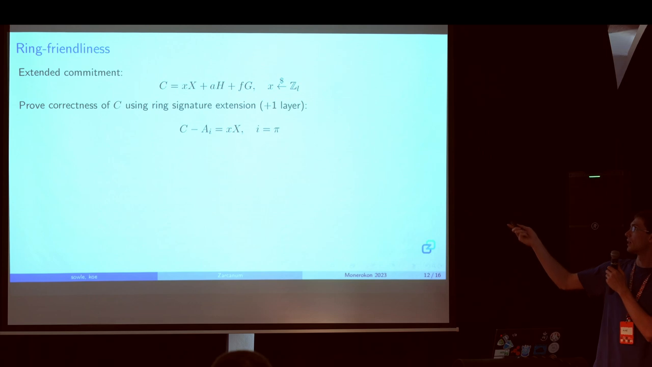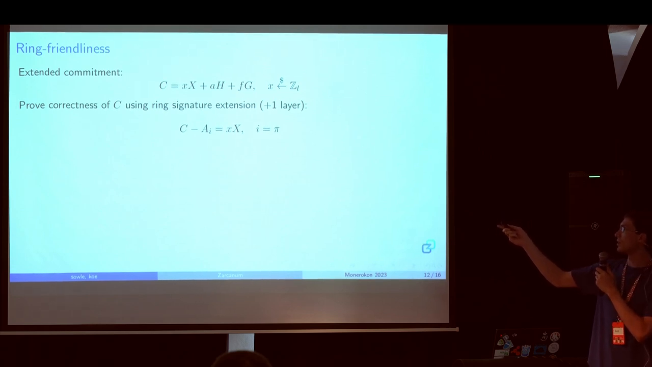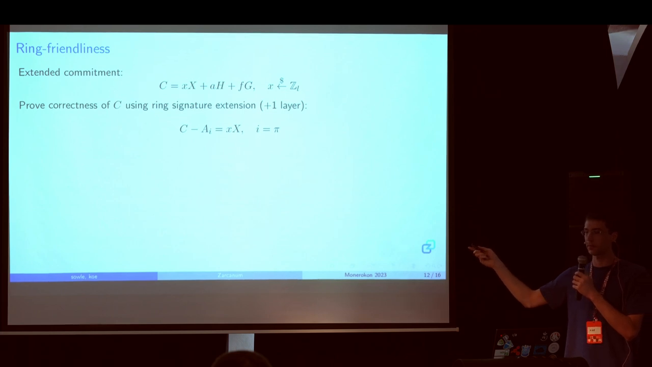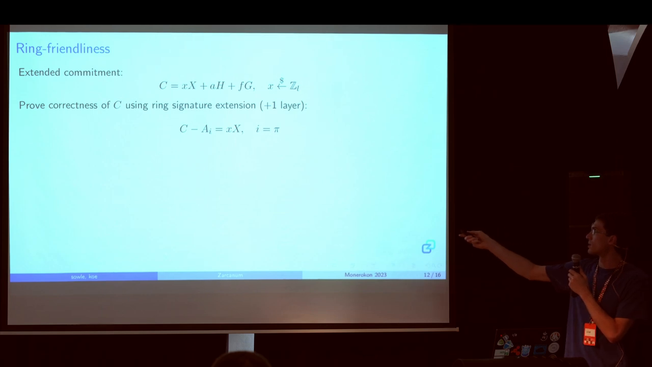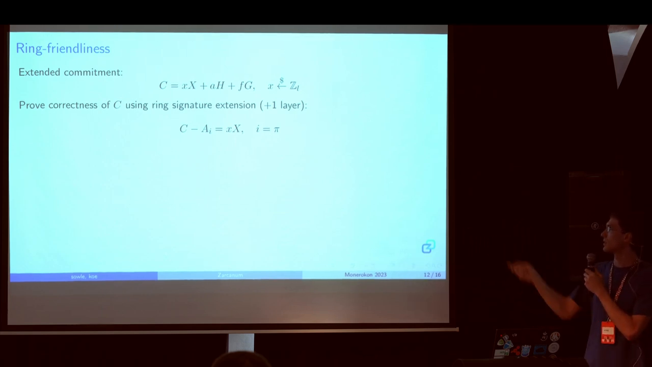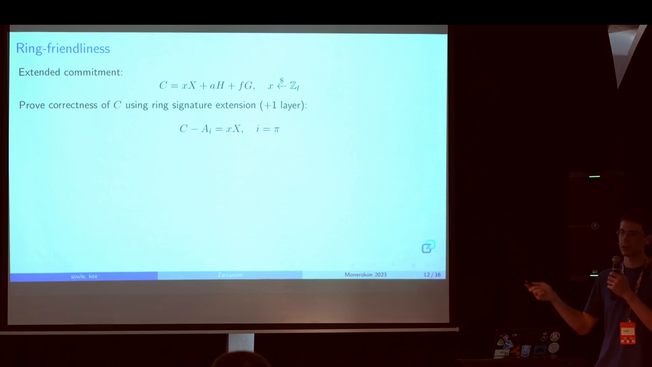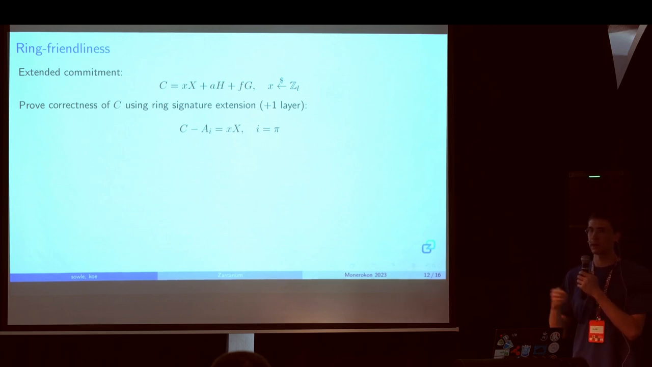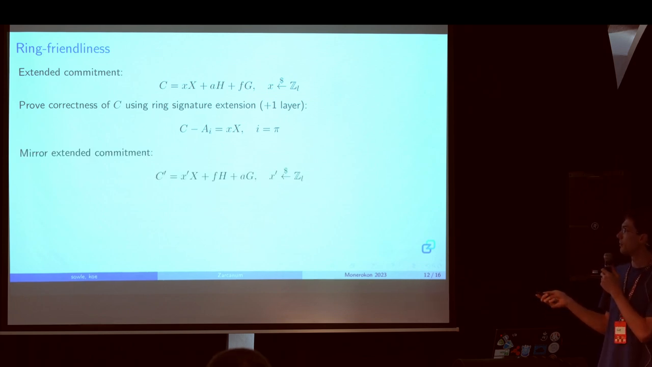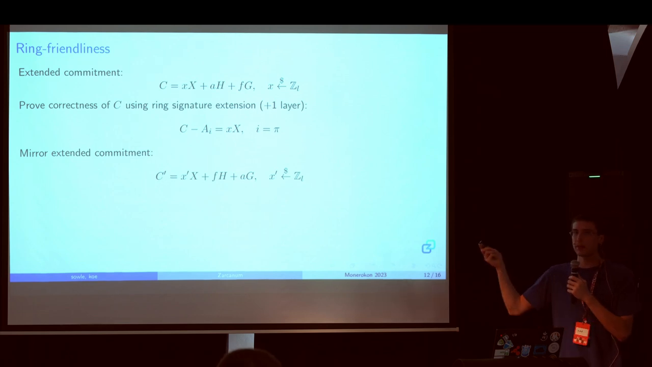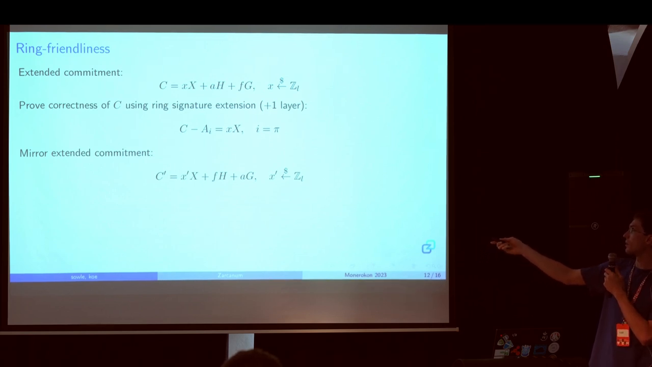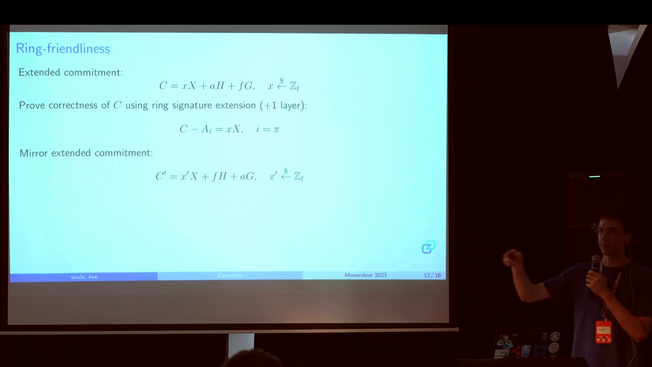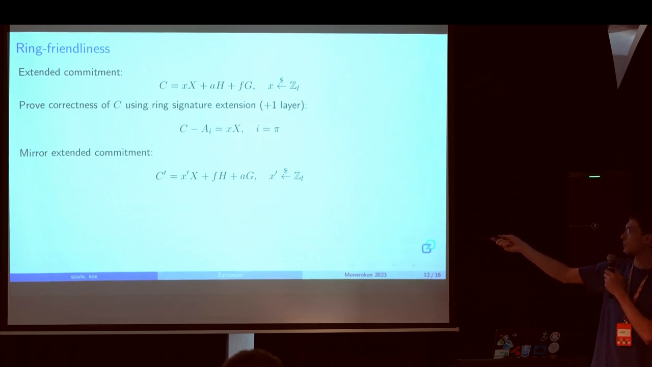So to prove that this new C is correctly related to A, which is the commitment of the amount in the output, which we're using for the stake proof, we add a layer to the ring signature, simply showing the relation between these commitments. This is very, very similar to what we're doing already in ring signatures, proving the relation between the pseudo output commitment and the output commitments in the ring. And so now that we have this extended pseudo commitment, we mirror it in the same way that we mirrored the commitment for the simple Zarcanum proof with a new mask X prime.